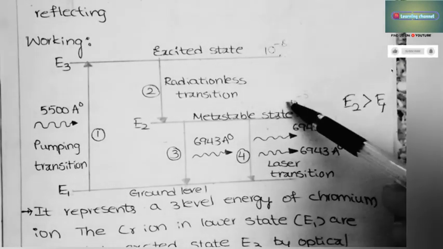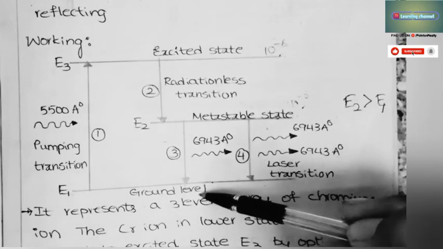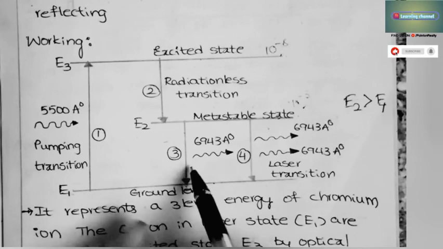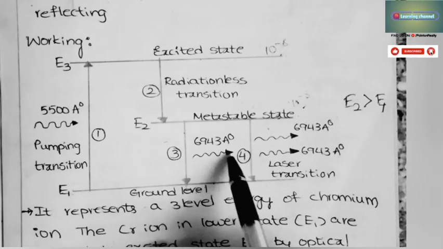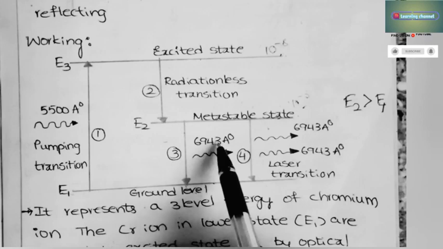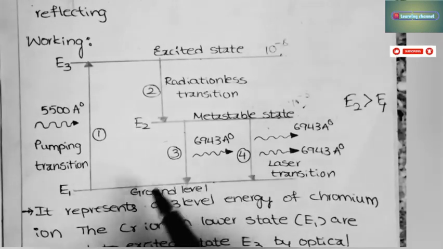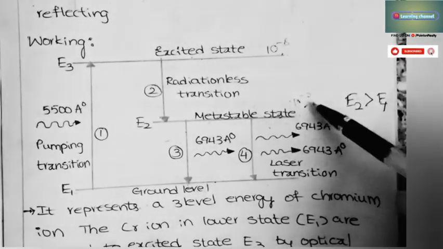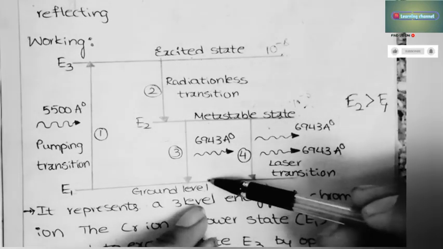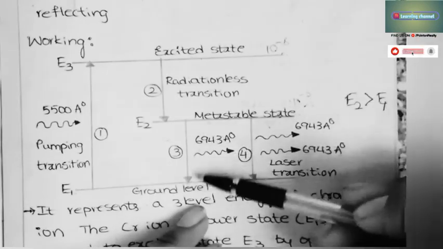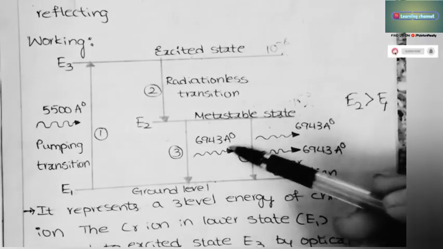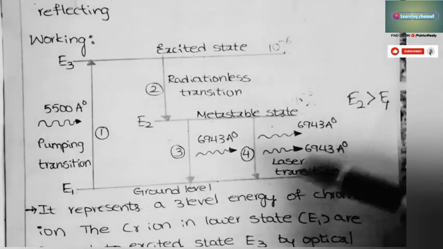In the same way, after 10 to the power of minus 3 seconds, again it will come to the ground level. When it comes to the ground level, it is spontaneous emission. With the spontaneous emission, it releases a photon, a 6943 angstroms energy photon. So first ground level to the excited state, and the excited state to the metastable state. After 10 to the power of minus 3 seconds, with the spontaneous emission, the ion comes to the ground state by emitting a photon with the energy 6943 angstroms.